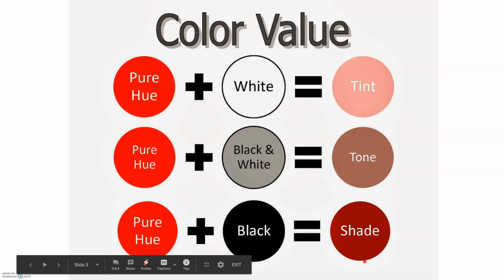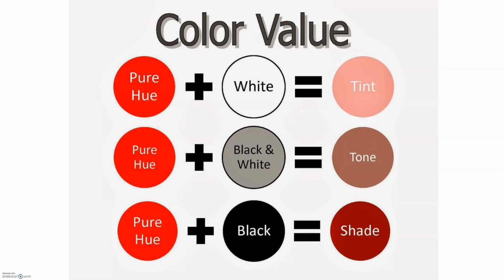So here's a handy little picture that shows when you add white to any color, it becomes a tint. When you add black and white or just gray to a color, we call that a tone. And then if you add black to a color, we call that a shade. And tints and shades are something that we learn in elementary school, so these should be things you guys also know already.